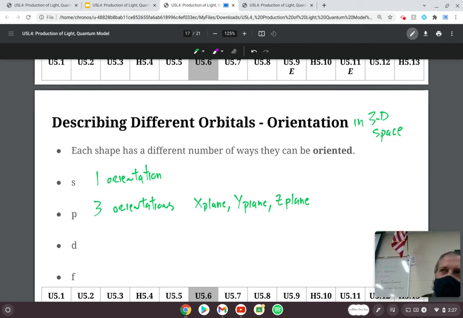And then the D has got 5 orientations. And the F has 7 orientations.